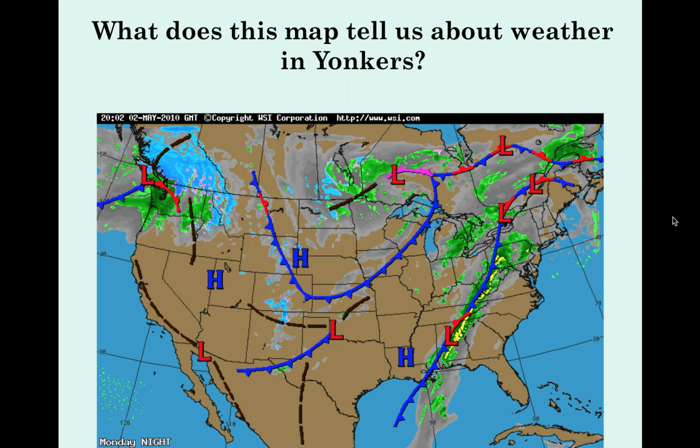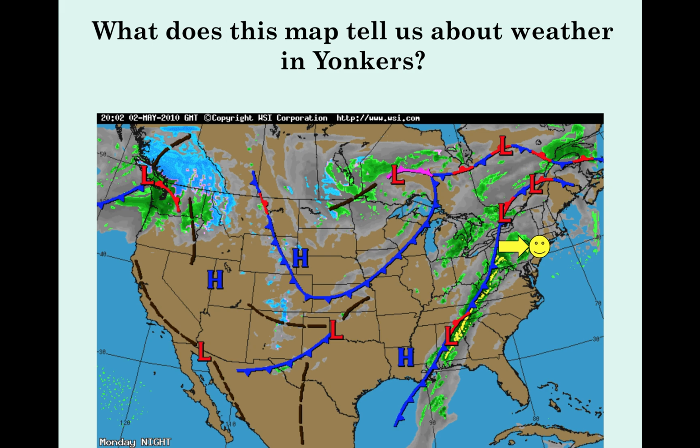So what does that mean for Yonkers? What does this map tell us about weather in Yonkers? Well, to start, Yonkers is right here where that smiley face is. If we look at that map, we can see that the cold front is coming in our direction because all those little triangles are pointing towards us. That means that the cold air is coming in that direction.